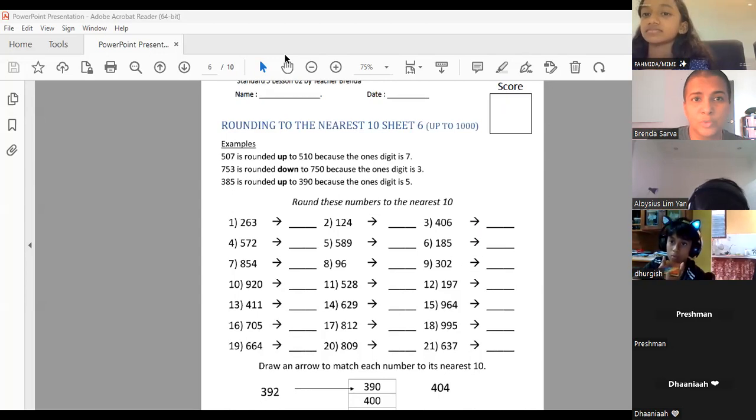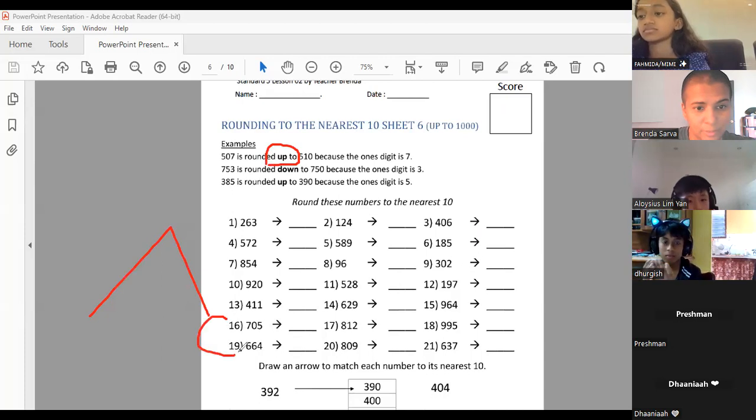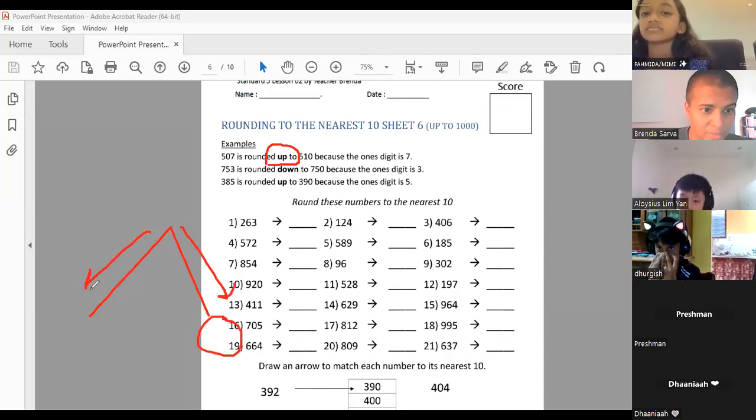So there are two ways, guys. Round up or round down. That's the term they use. You either round up, that means in the hill, you're going to the right side. This is called rounding up. This is called rounding down.